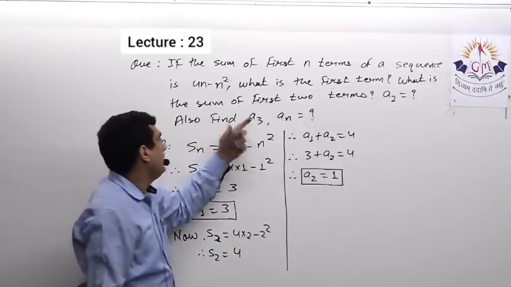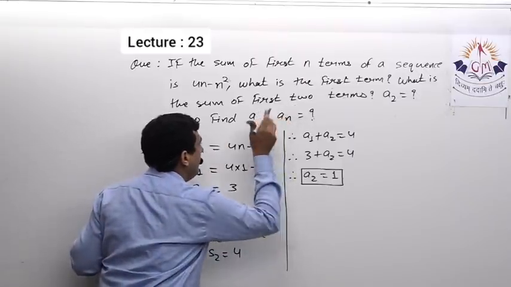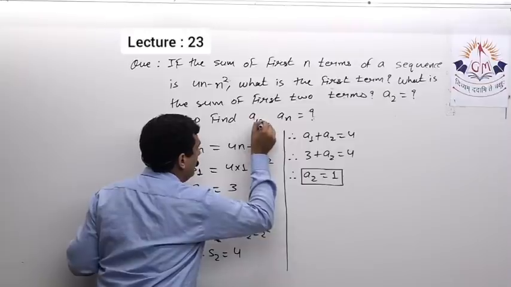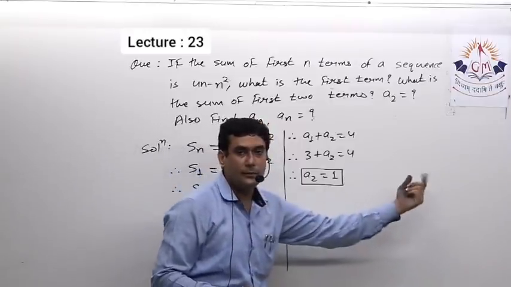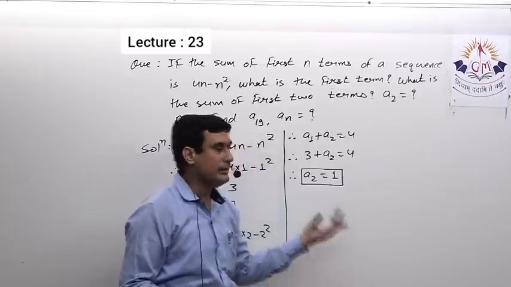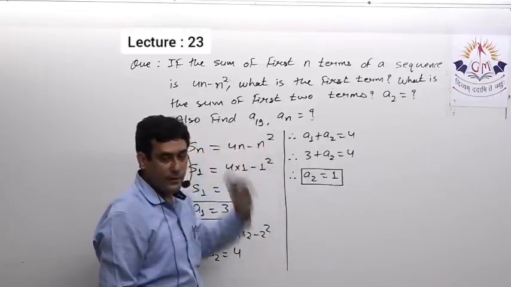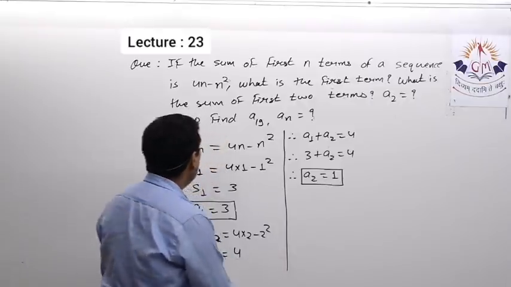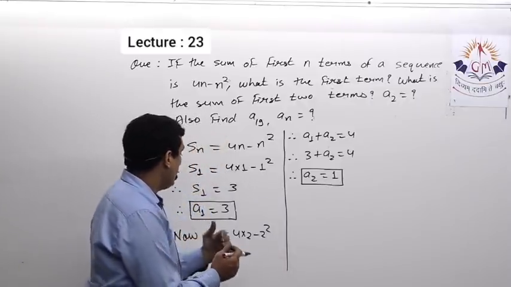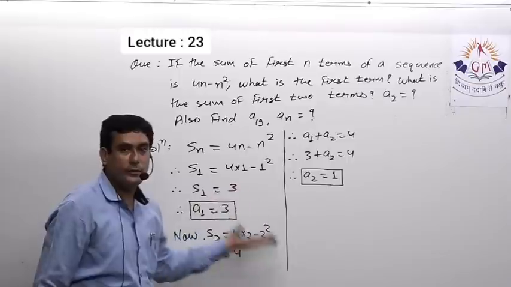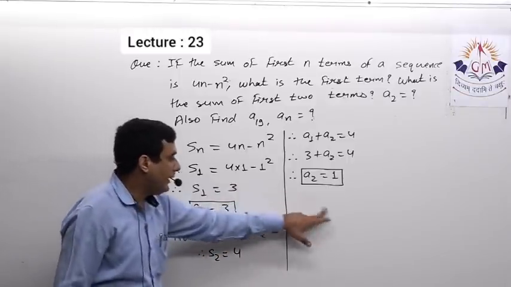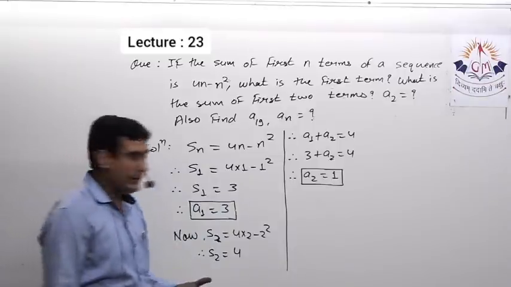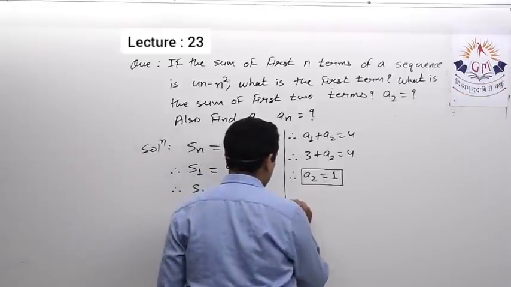But suppose here it is A3. For example, if we have to find A19, then what I have to do is take the sum of the first 19 terms minus the sum of the first 18 terms, then I will get A19. Now suppose I have to show whether this represents an AP or not. So here I have A1, I have A2, now I need A3. So let us find A3.